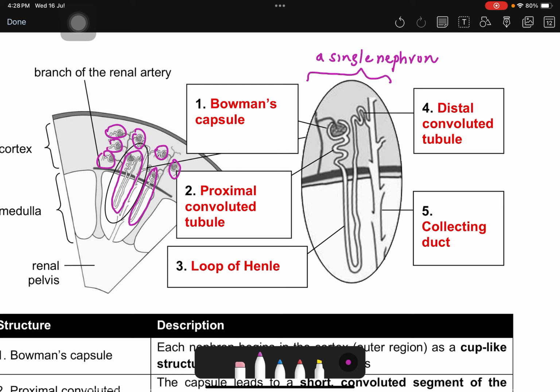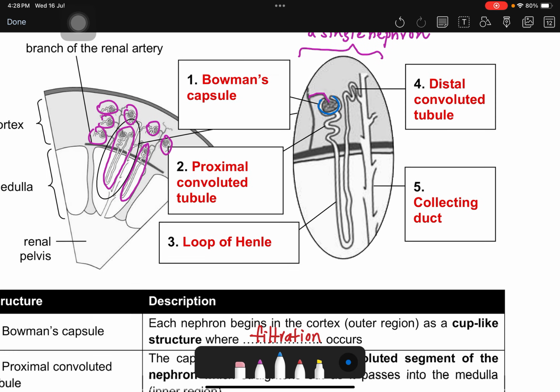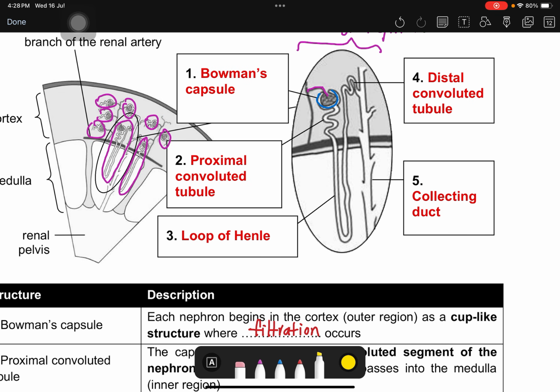So when the blood comes in over here, it will first pass through this first structure in blue called the Bowman's capsule. Alright, so the Bowman's capsule is actually found in the outer region. Let me differentiate over here for you. The darker grey area is actually the cortex, the outer region, and then the medulla is the inner region, which is white in color in this picture. So it's a cup-like structure where filtration first takes place.